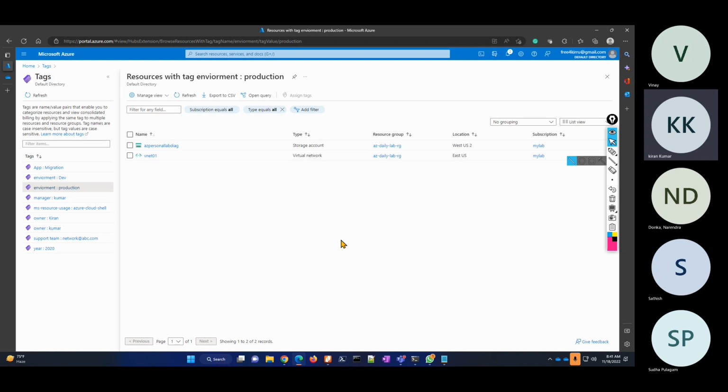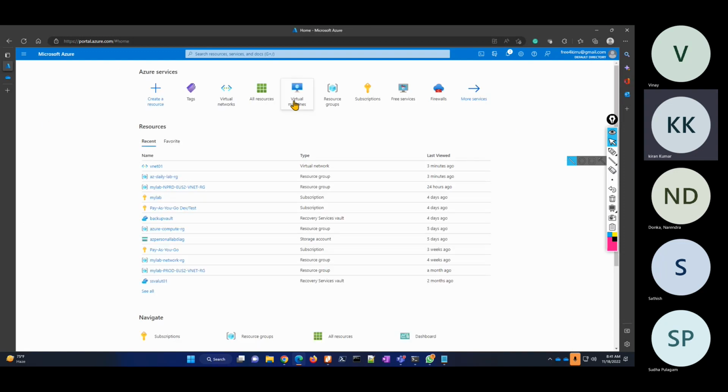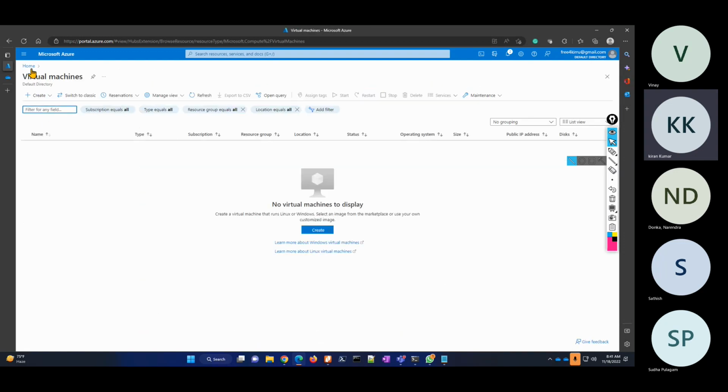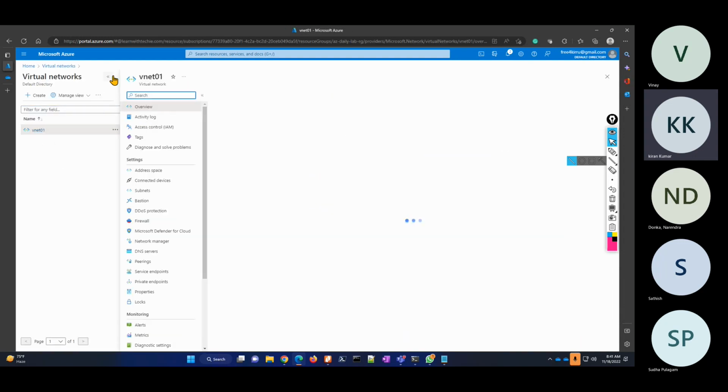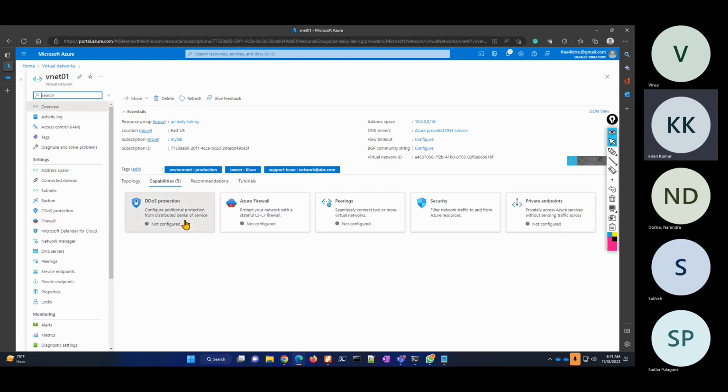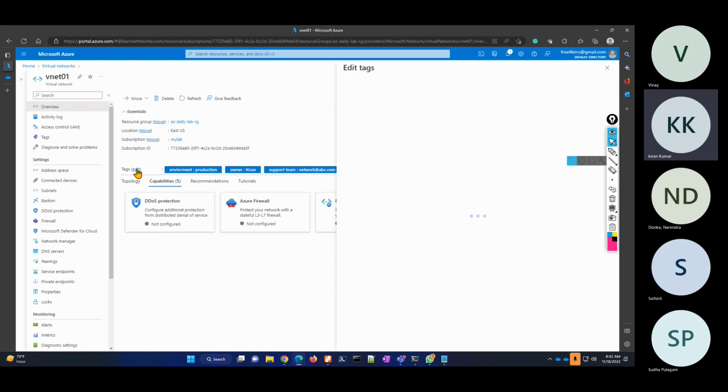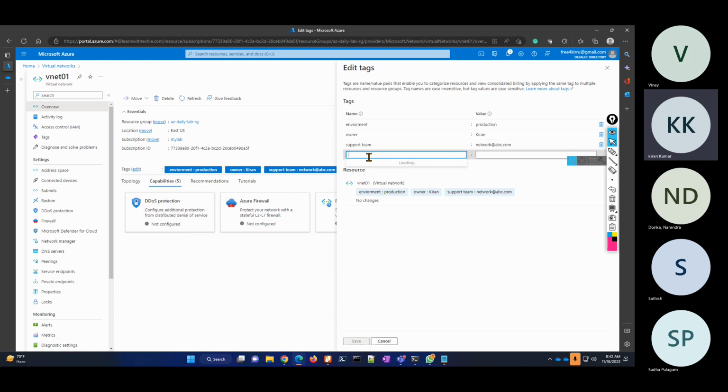Okay, sir, I forgot to assign the tags when deploying the resources. Is it possible to apply the tags after the resources are running? Yes, we can apply the tags anytime. Just go to that particular resource. Right now I have a virtual network. If I go to the virtual network, tags are available here. Click on edit and give the tags.